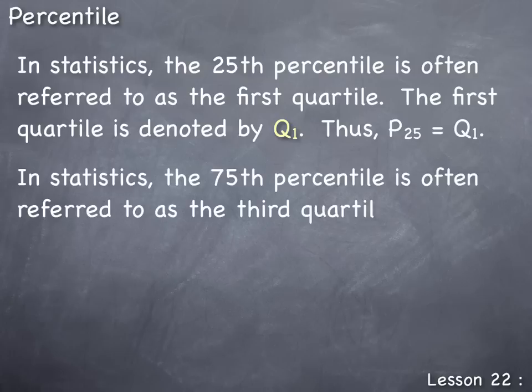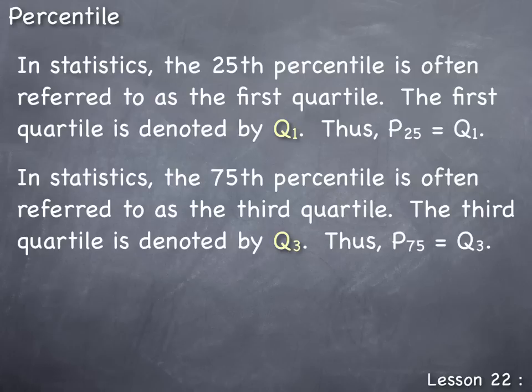In statistics, the 75th percentile is often referred to as the third quartile. The third quartile is denoted by Q sub 3. Thus, P sub 75 is equivalent to Q sub 3. That's because saying that 75% of the data falls less than a particular data value is equivalent to saying 3/4 of the data values are less than a particular data value.